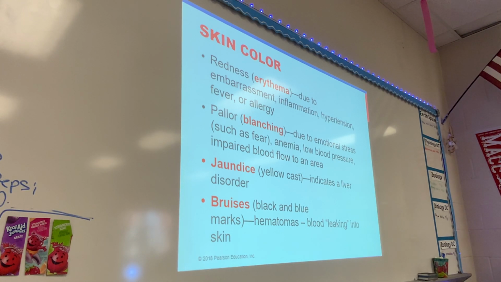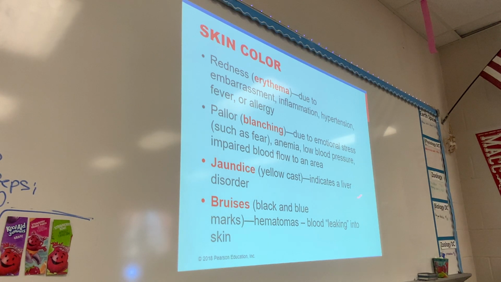So redness is called erythema, and you can get that from embarrassment, inflammation, hypertension, fever, or allergy. Any of these can cause your skin to just turn red. You could also get blanching, which is pallor. This is due to emotional stress. If you get really afraid, you can say she turned as white as a sheet. Anemia, if you have very low iron in your blood, low blood pressure, impaired blood flow, it can turn your skin white. Jaundice, which is a yellow cast to your skin, means your liver isn't working properly. A lot of newborn babies get jaundice.